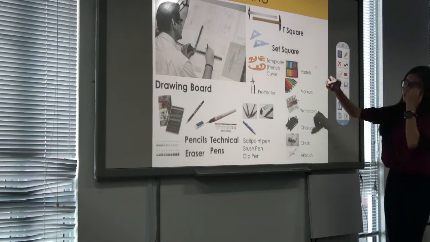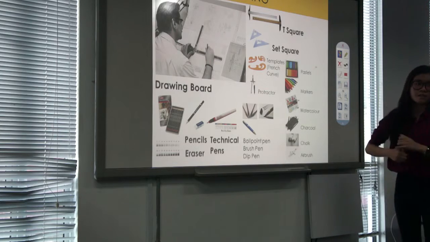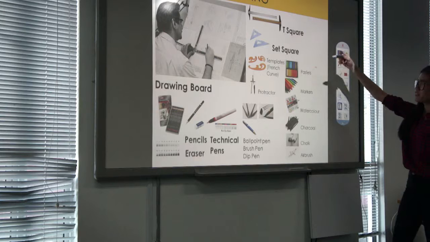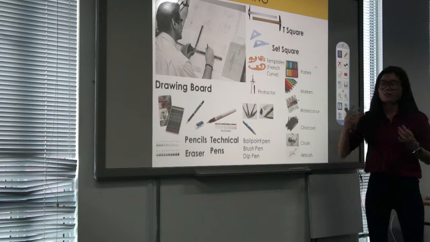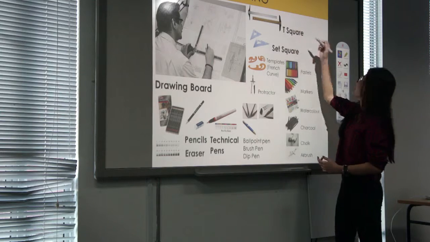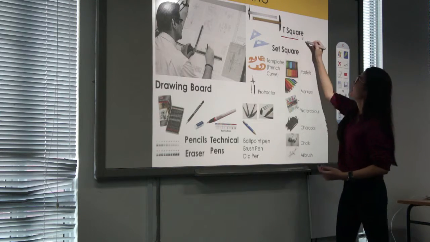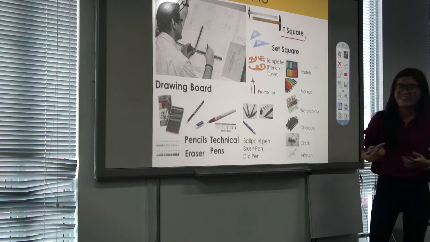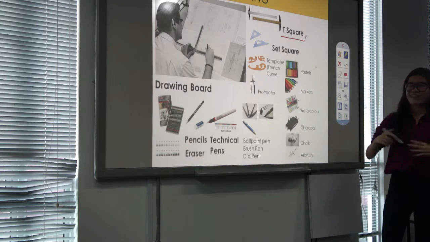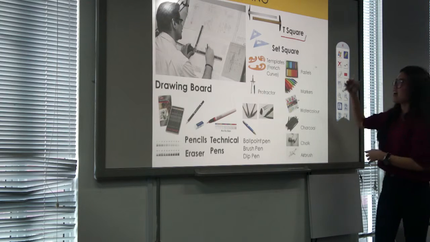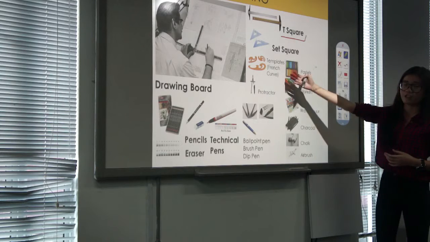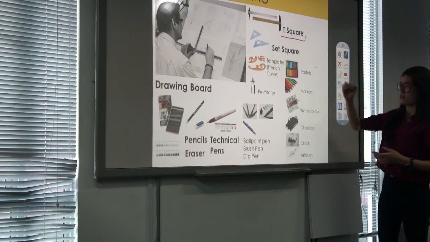So now we're going to talk about the drawing tools. The first one we need is obviously a drawing board. The second one is the T-square, which is basically a T-shaped ruler normally used in technical drawings. Then the set square, a triangle thing that we normally use in technical drawings. And the third one is the curve template that most people call the French curve. It's basically used in drafting.